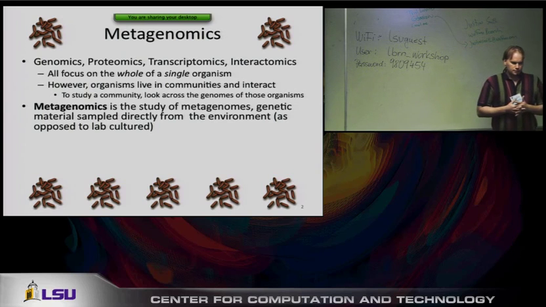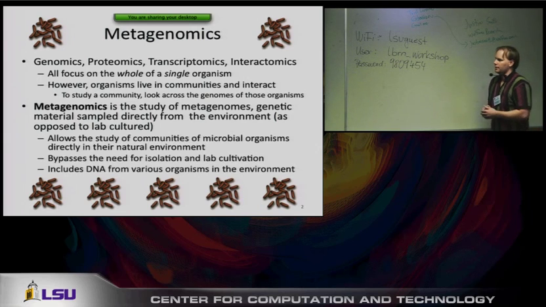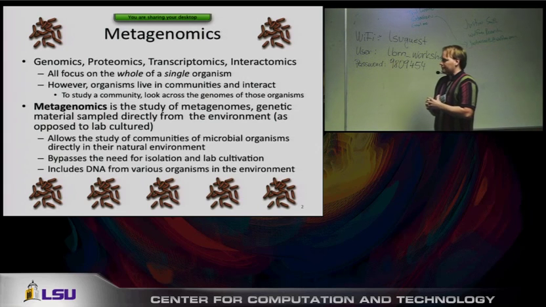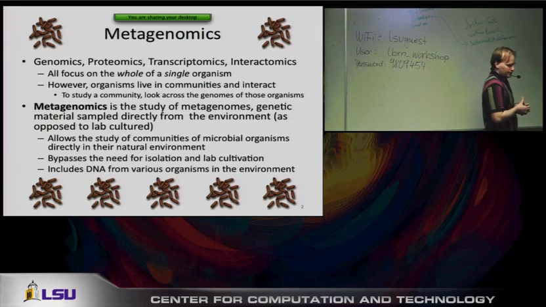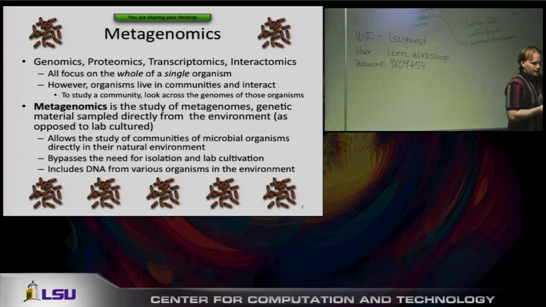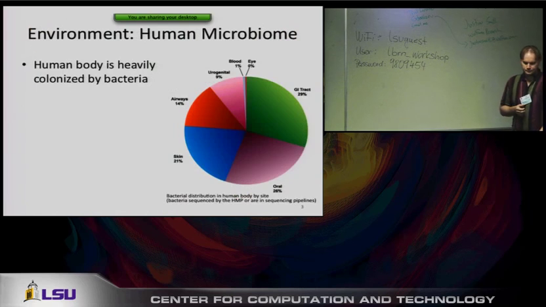So this is where metagenomics comes in, and metagenomics is essentially the study of metagenomes, or all genetic material across all organisms sampled directly from the environment as opposed to being cultured in the lab. And this allows us to do a lot of different things. One, it allows us to study the communities in their natural environment, and it bypasses the need for lab cultivation. A lot of the things that we want to look at can't really be cultured well in the lab.